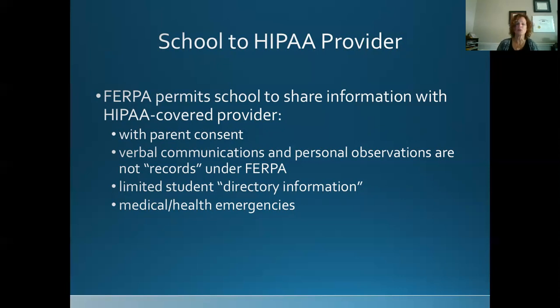And then there was also the medical and health emergencies exception that we just talked about under FERPA. If the FERPA covered school official believes that a HIPAA covered provider is in a position to lessen a threat to health or safety of the student or others, then a disclosure can be made to that HIPAA covered provider.